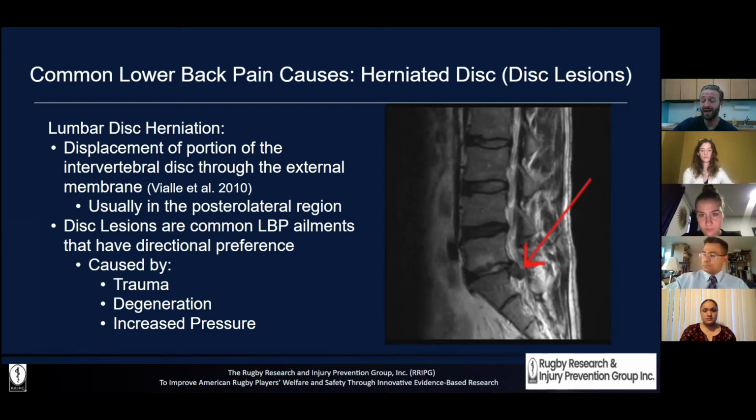And a lot of these people can have a directional preference, right? I'd say predominantly for extension, maybe sometimes extension with a lateral movement or rotation. It all depends on the patient. It depends on their response to those movements.